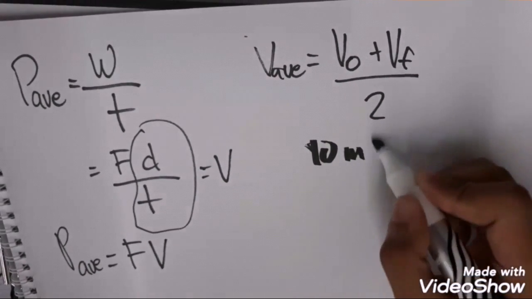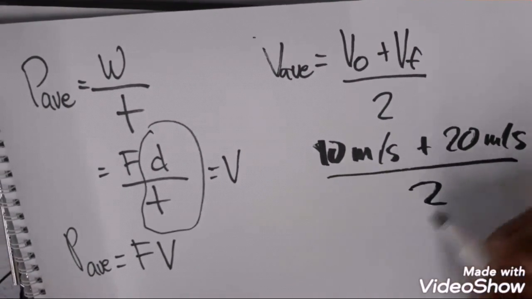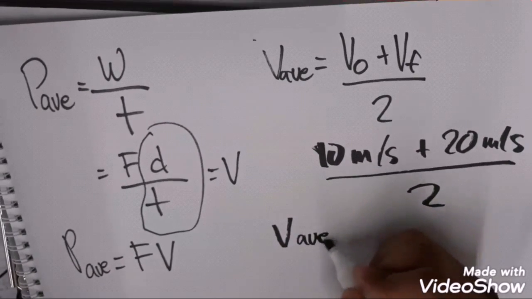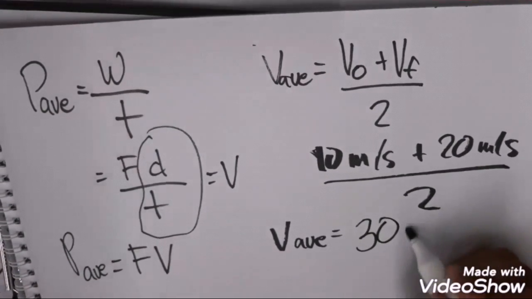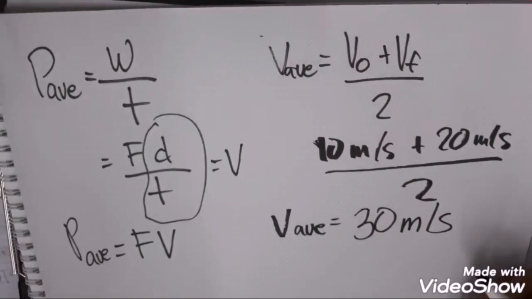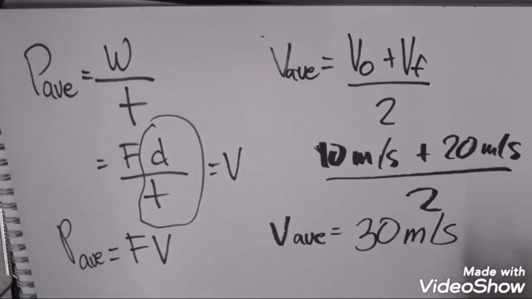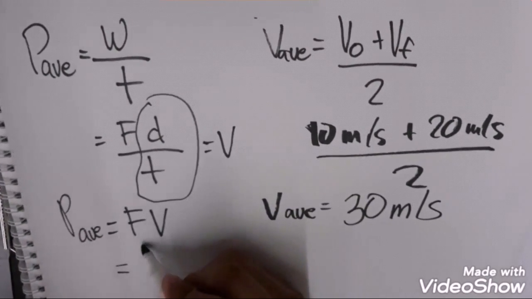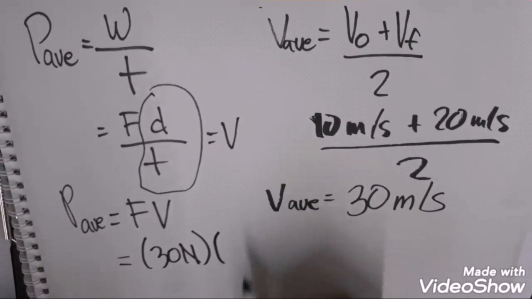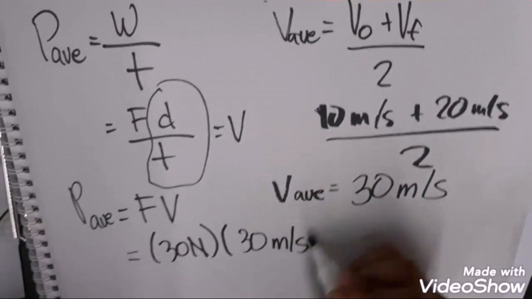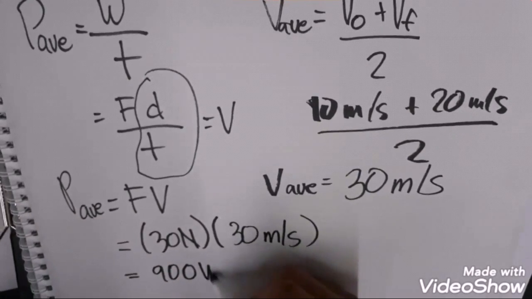which is 40 meters per second plus 20 meters per second over 2. And then we can get the velocity average of 30 meters per second. Now that we have the average velocity, let's substitute the values to get our average power. So 30 newtons multiplied by our velocity, which is 30 meters per second, would be equal to 900 watts.